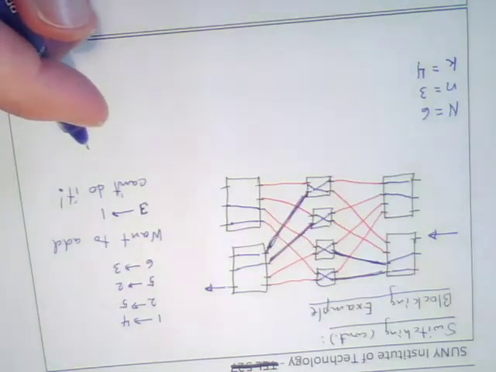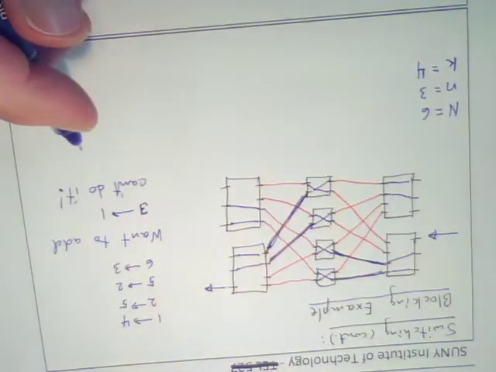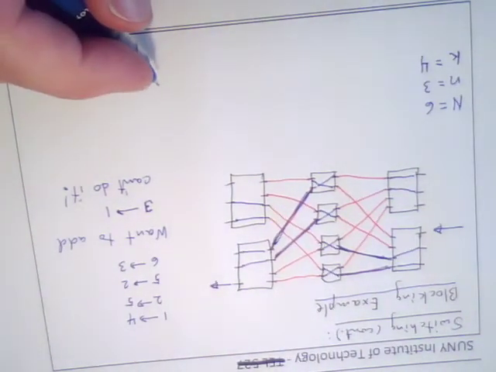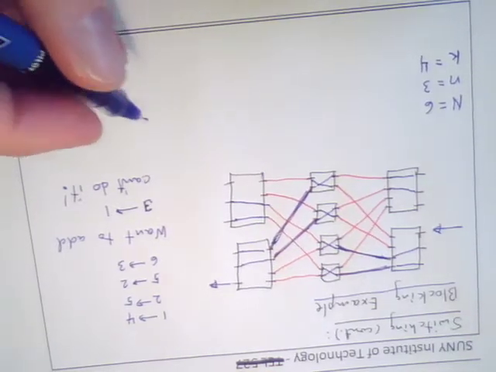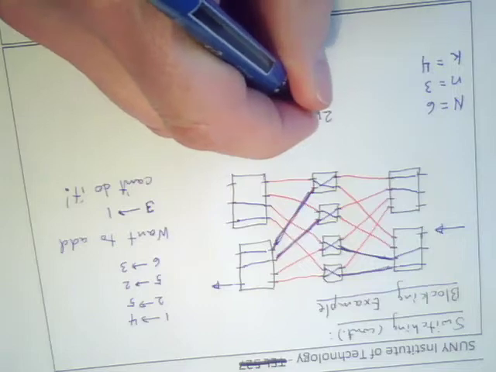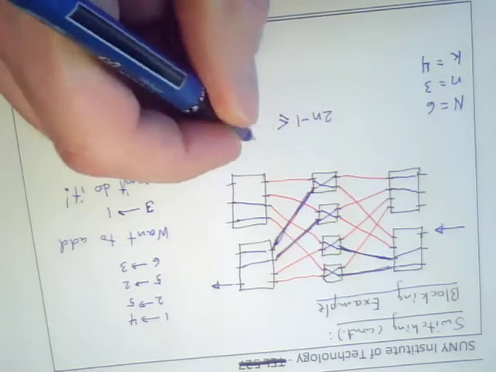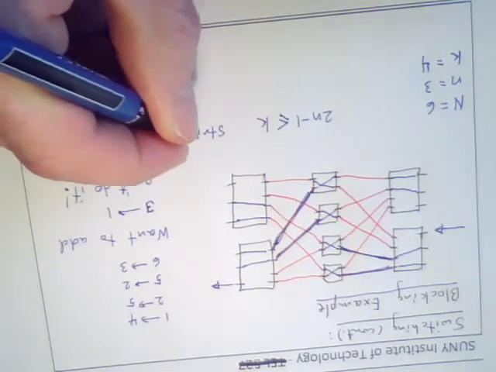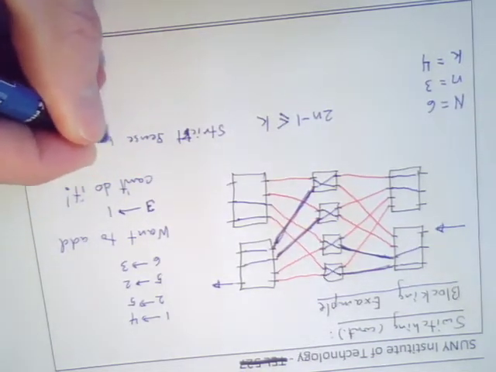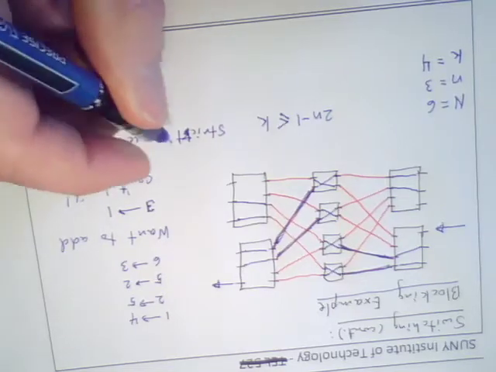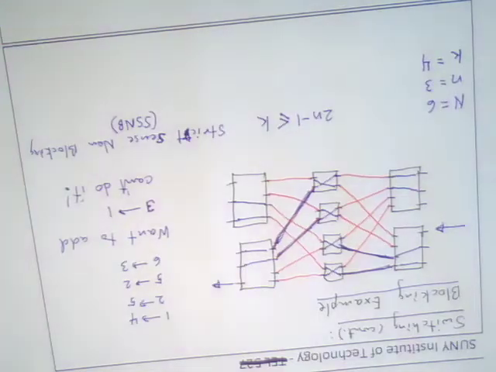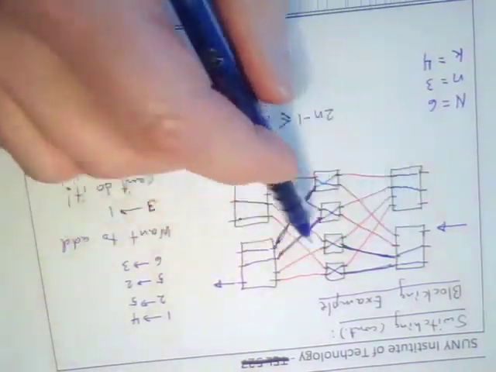And in general, what we're going to find is that the switch configuration will be strict sense non-blocking if k is greater than or equal to 2n minus 1. So if 2n minus 1 is less than or equal to k, then we have what's called strict sense non-blocking, or SSNB. And what this means is that you can always add your new path without rearranging things.